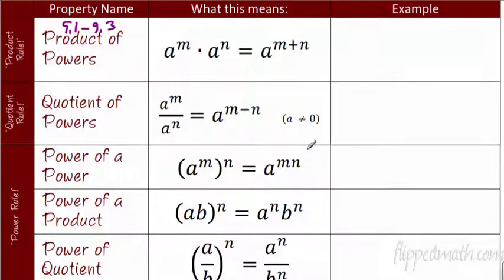So what I'm going to do is go through these rules quickly for you. I'm going to go through them fast, and then we're going to do some examples because it is review. But if you need more help, 9.1 to 9.3. All right, so let's look at the first one.